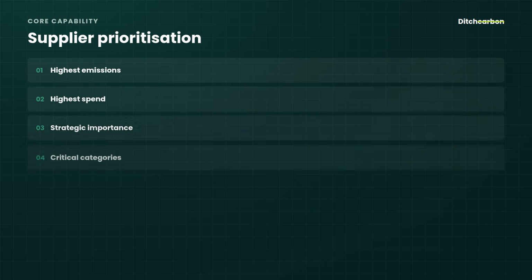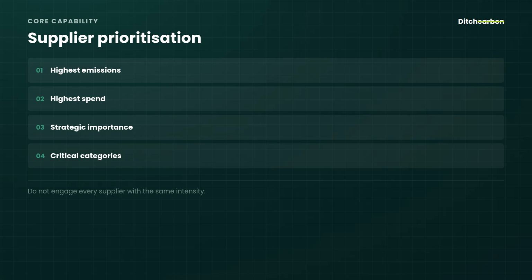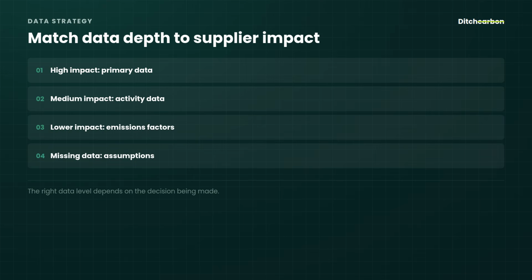Now let's talk about supplier prioritization. If you have 10,000 suppliers, you shouldn't engage all 10,000 with the same intensity. You need to know which ones matter most, whether that's highest estimated emissions, highest spend, strategic importance, or suppliers where better data would meaningfully change your inventory. A useful system should help you segment suppliers before engagement even begins.